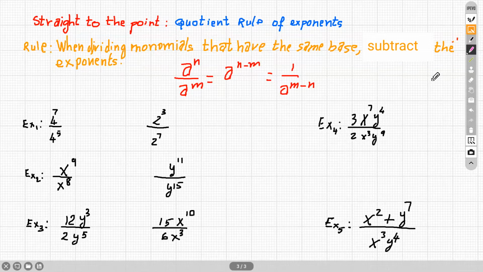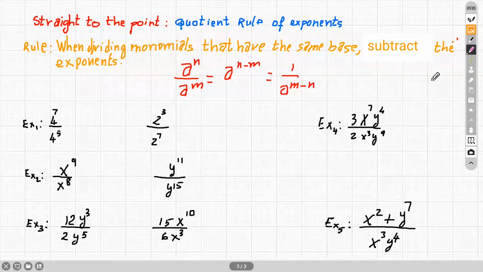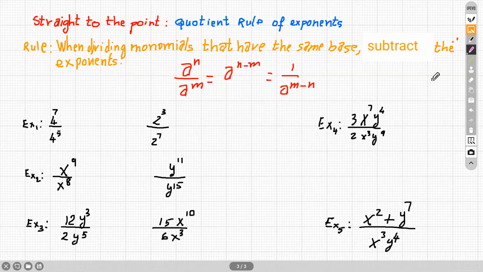Today we are going to talk about the quotient rule of exponents. The rule goes as follows: when dividing monomials that have the same base, you just need to subtract the exponents.